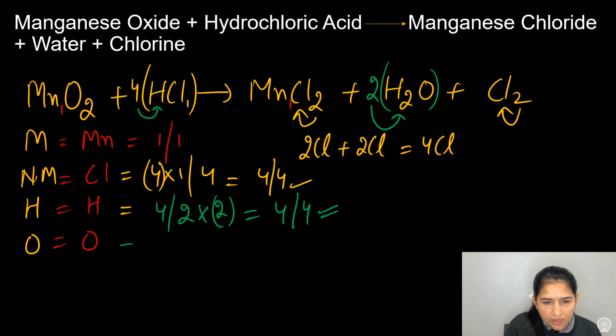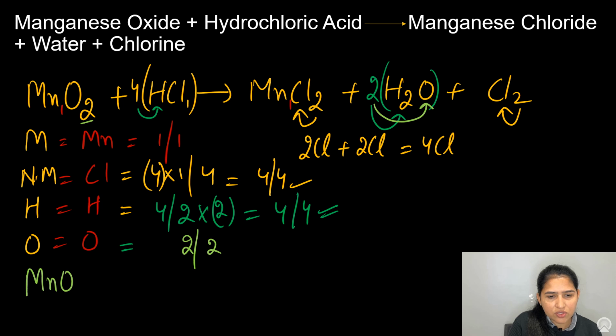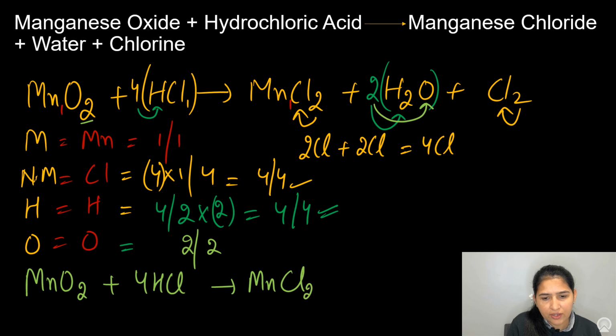Now the last but not least, it's the time for oxygen. I can see I am having only 2 oxygen on left hand side. Okay, and how many oxygen I can see on the right hand side? It's again 2. So that's fine. So you got your balanced equation. That's manganese oxide and 4 of HCl, which give you manganese chloride, and then 2 of water molecule and chlorine. So this is the balanced equation.